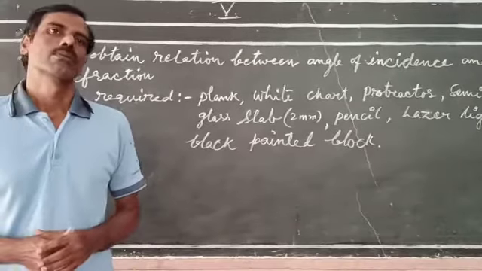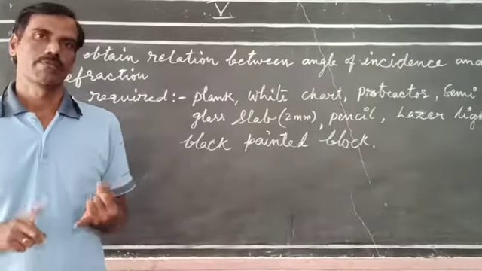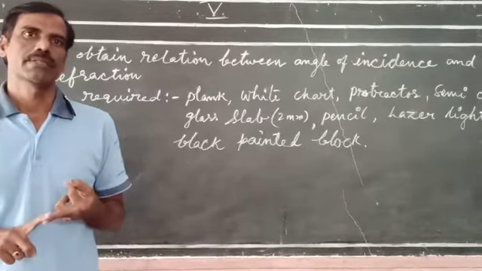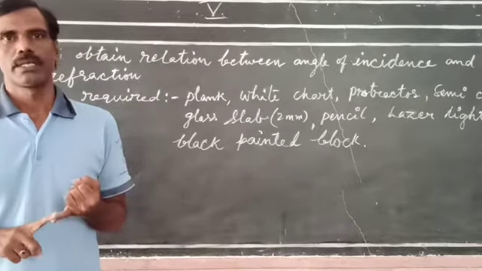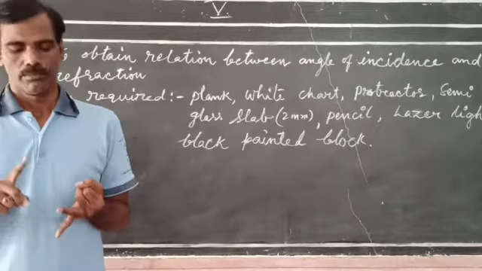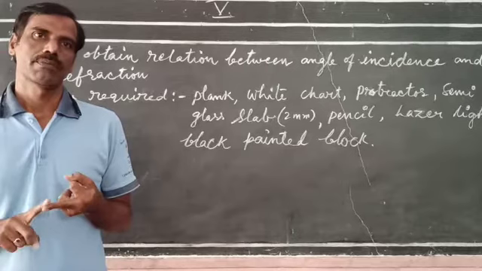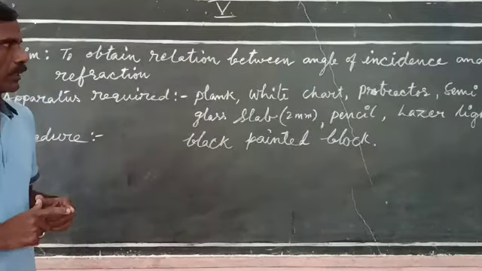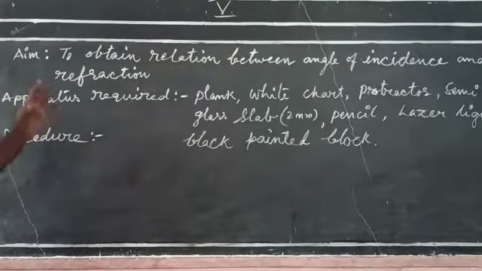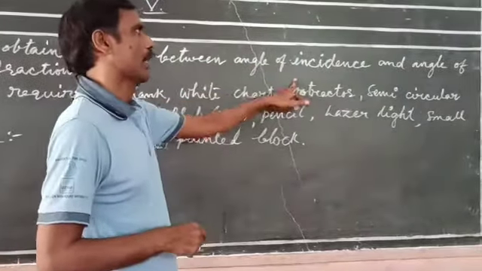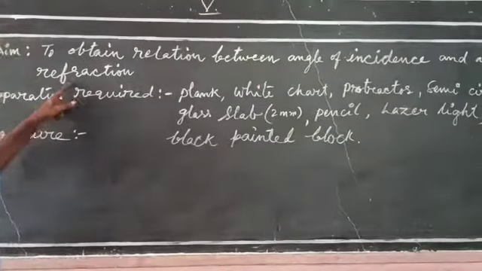Children, till now we discussed the concepts of refraction, angle of incidence, angle of refraction, incident ray, refracted ray, critical angle, mirage, total internal reflection, and so on. Now we are going to discuss an activity which gives the relation between angle of incidence and angle of refraction.